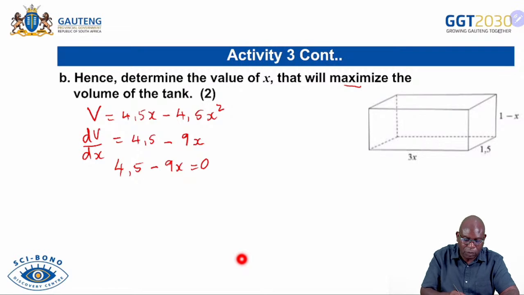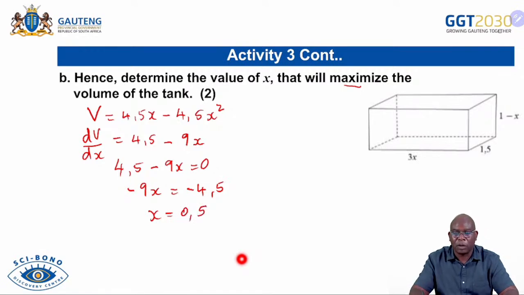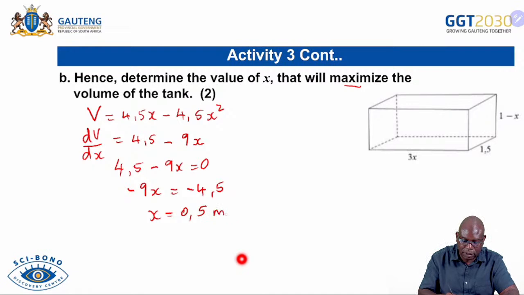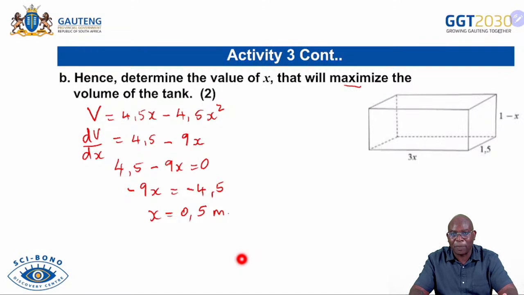So now I'm going to get my x: negative 9x equals negative 4,5, and x equals 0,5. Okay, so if I divide by 9, then I'm going to get that. And remember, this is in meters because it was given in meters. So the x value will be 0,5.